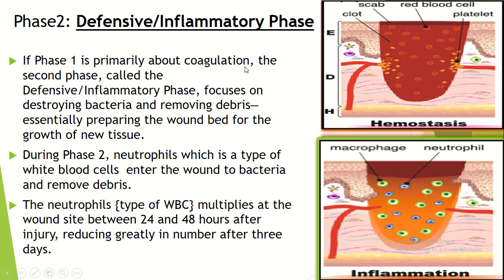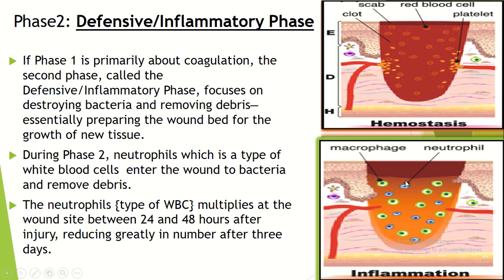In phase 1, it is about coagulation. Something is clotting, no? But in the defensive or inflammatory phase, it is destroying the bacteria and removing the debris. Debris means the remaining part which is dead or worn out, which is not needed by the body. That is called debris, which is to be eliminated from the body. These things are cleared out in this phase, which helps the growth of new tissue. During phase 2, the neutrophils, which are a type of WBC, enter the wound to destroy bacteria and remove debris. So what happens?